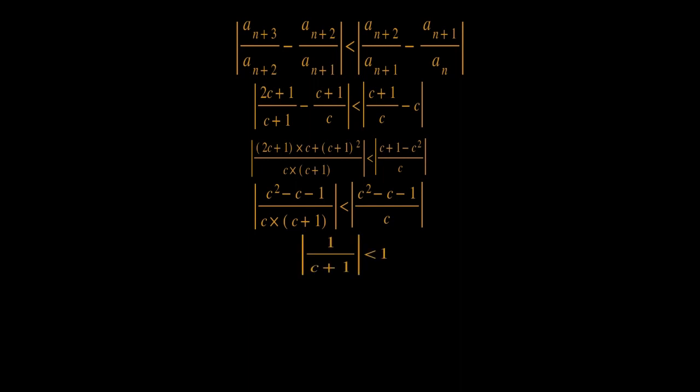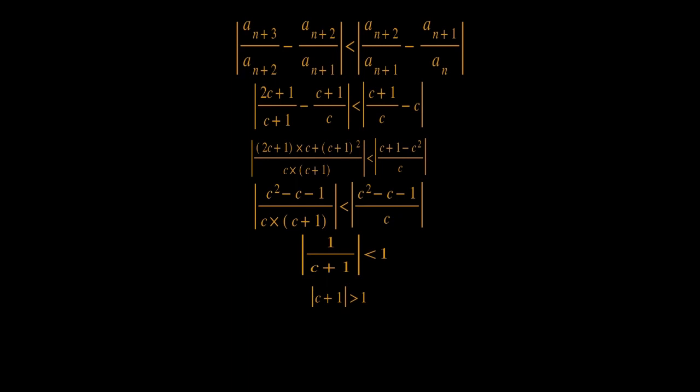Now 1 over c, when we multiply everything in the first expression by c and divide everything through by c squared minus c minus 1, we get that 1 over c plus 1 in absolute value must be smaller than 1. So we'll have to see that the absolute value of c plus 1 is bigger than 1. If we can prove that, then we can work our way backwards to prove our original expression.